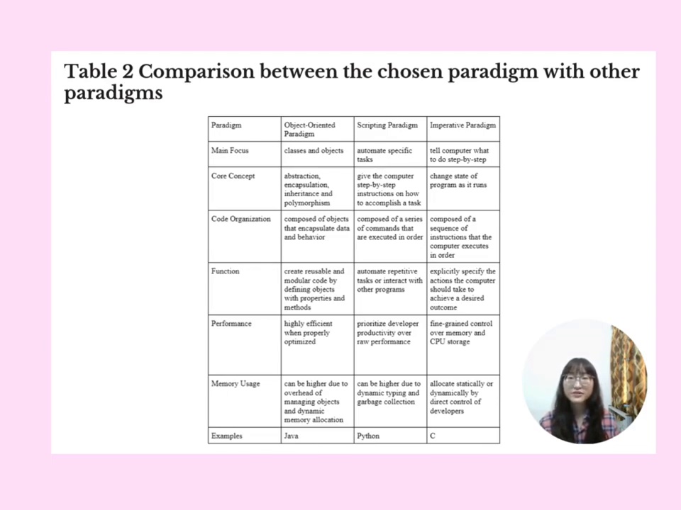Now move on to memory usage. The object-oriented paradigm can be higher due to the overhead of managing objects and dynamic memory allocation. The scripting paradigm can be higher due to dynamic typing and garbage collection, and in the imperative paradigm memory is allocated statically or dynamically by direct control of developers. An example of the object-oriented paradigm is Java, the scripting paradigm is Python, and the imperative paradigm is C.